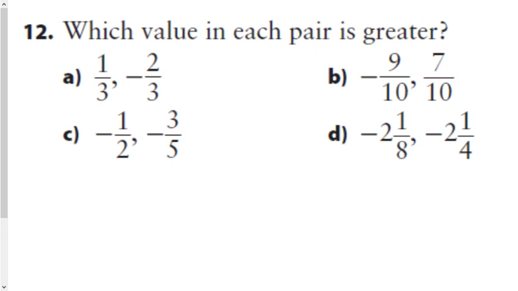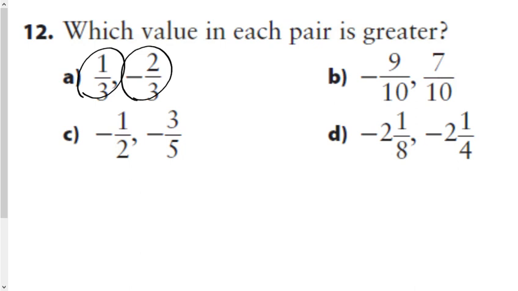Okay, question 12. Which value in each pair is greater? So here we have fractions. You have two options. You can create equivalent fractions that have the same denominator, in which case A and B do not have to be put into decimal form because you can compare them this way. Now, A is like the easiest question ever. A positive value compared to a negative value.